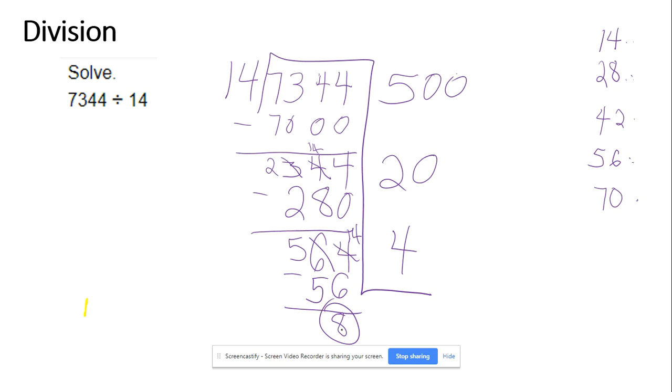When the number here is smaller than the number we're dividing by, we know we're done dividing. We're going to add these up. We have 500 plus 20 plus 4 is 524, and the remainder is 8.